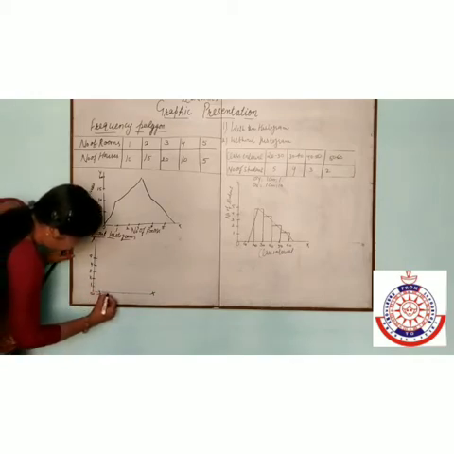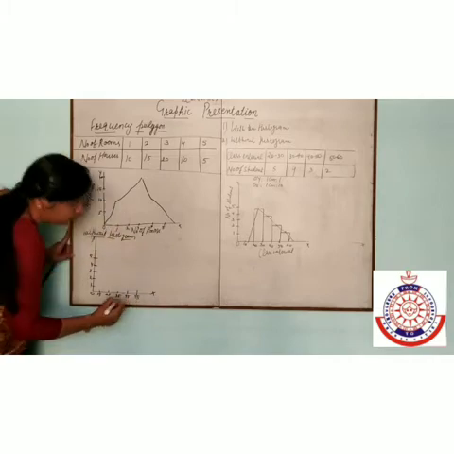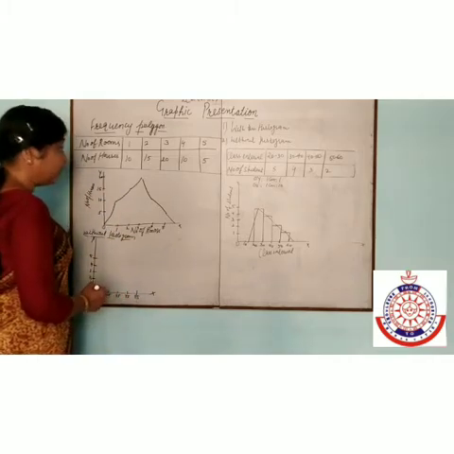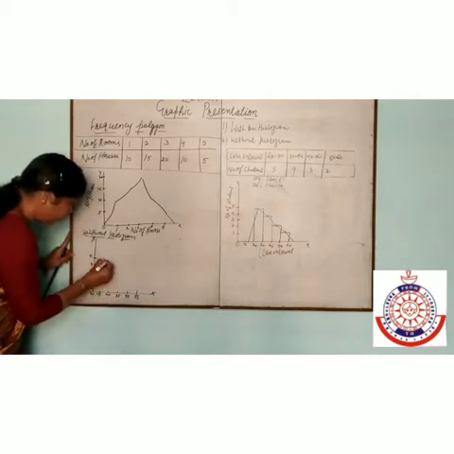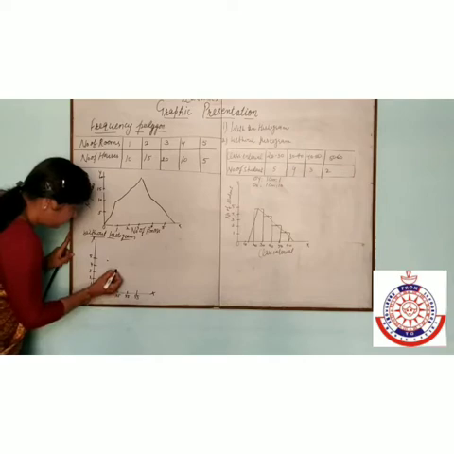The midpoints are 15, 25, 35, 45, 55. Now at 25, the value is 5. After that it is 4, then 3, then 2. We have to join all these points with a scale.